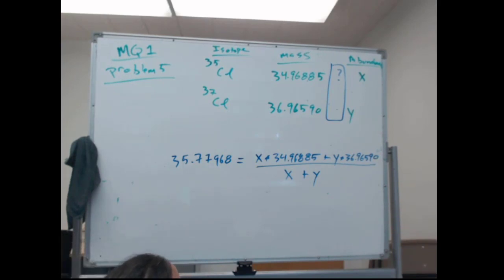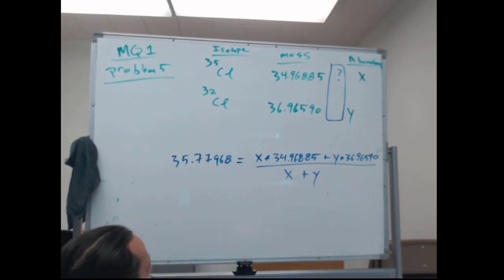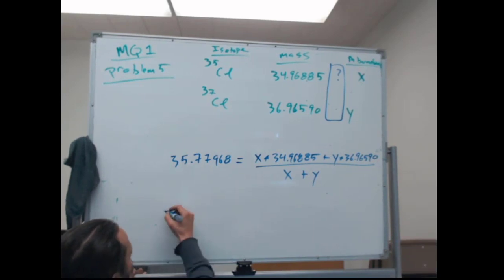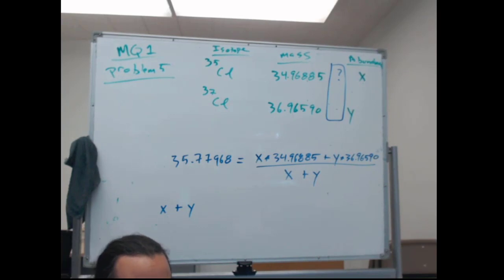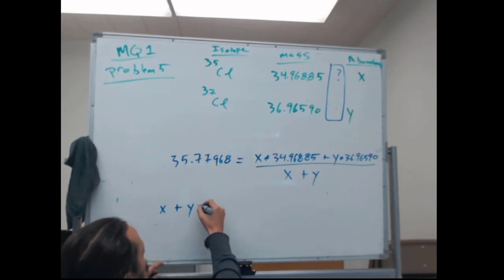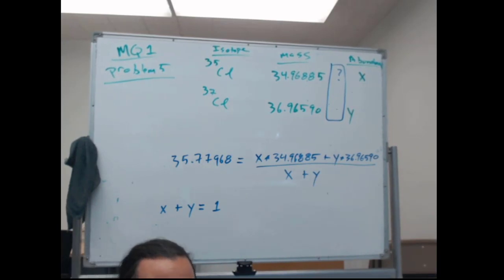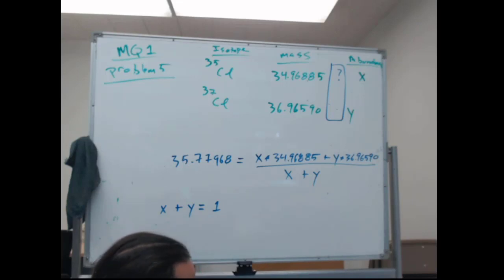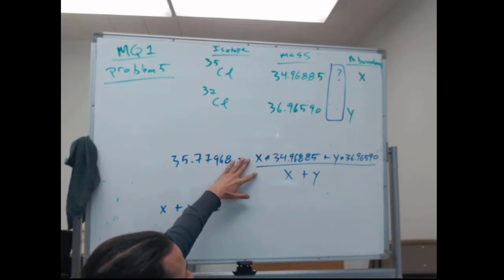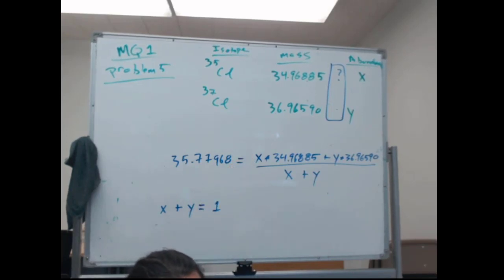Now, in order to actually solve this, we need more information. We've got an equation with two unknowns, and right now this would be unsolvable. One of the things we have to realize is that if we are looking at all of the naturally occurring isotopes, then their abundances add up to 1. All of the chlorine would be 100% of the chlorine. So if we have X and Y as the only two stable isotopes, that would add up to give us the total amount of chlorine that we're looking at.